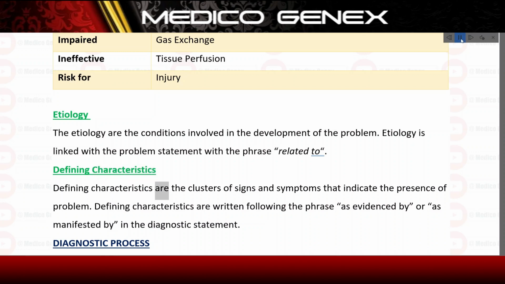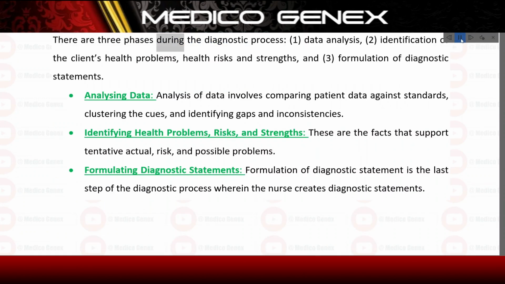Defining characteristics are the clusters of signs and symptoms that indicate the presence of a problem. Defining characteristics are written following the phrase "as evidenced by" or "as manifested by" in the diagnostic statement. Diagnostic process. There are three phases during the diagnostic process. 1. Data analysis. 2. Identification of the client's health problems, health risks and strengths. And 3. Formulation of diagnostic statements.